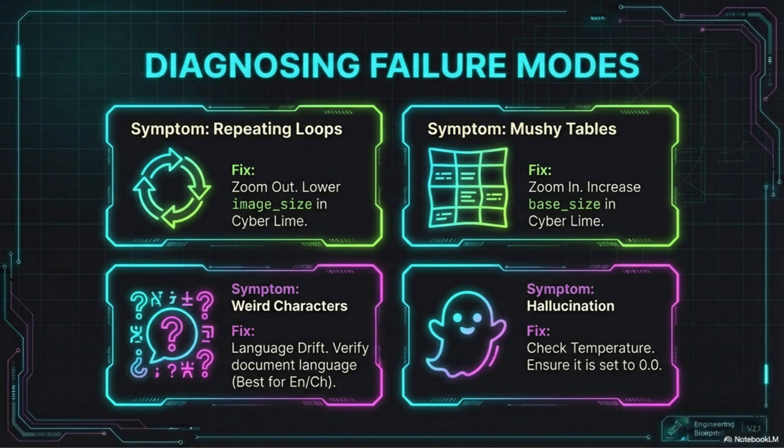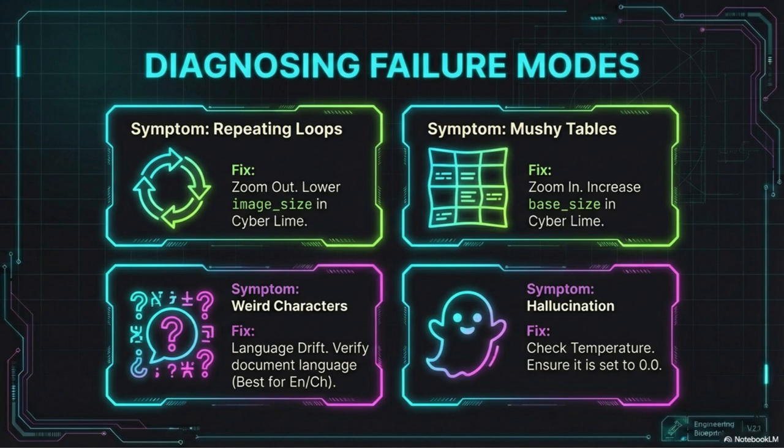Okay. Symptom? My table headers are gone. The data's all there, but the labels at the top are just missing. Diagnosis. It's skimming too fast and missing the structure. Cure. Increase the base size to force it to look closer at those lines and headers. Final symptom. I'm processing a document in, say, French, and the model starts spitting out weird characters. Ah, that's language drift. The model is an absolute powerhouse in Chinese and English. For other languages, it's less confident. It might start to drift. You just have to be more careful with verification.